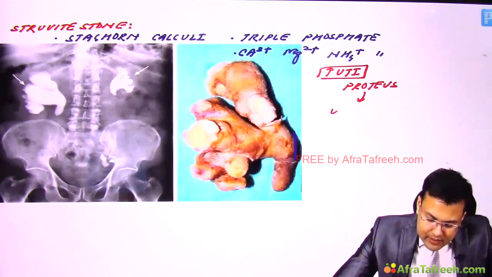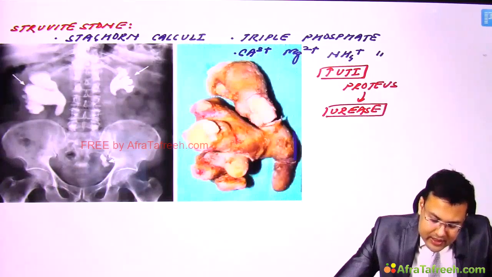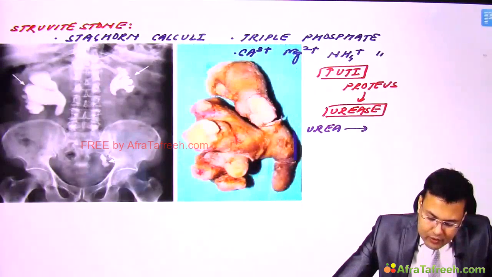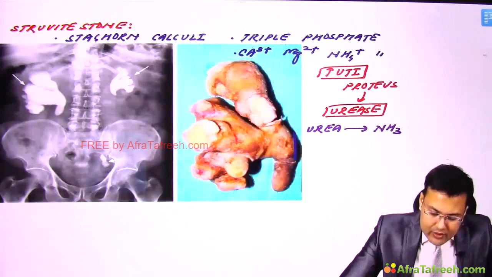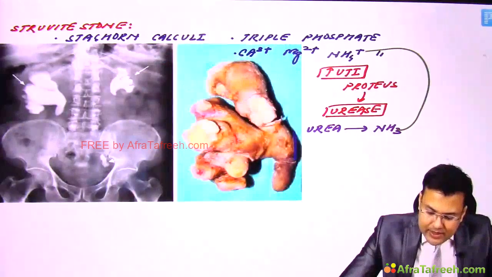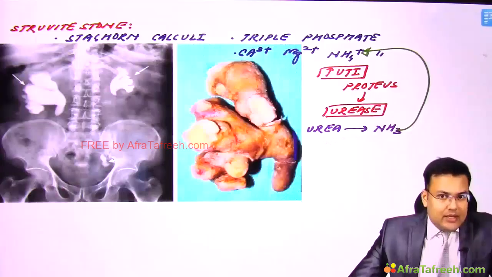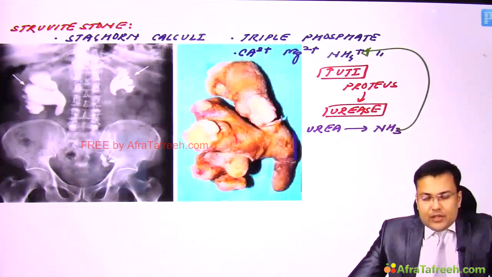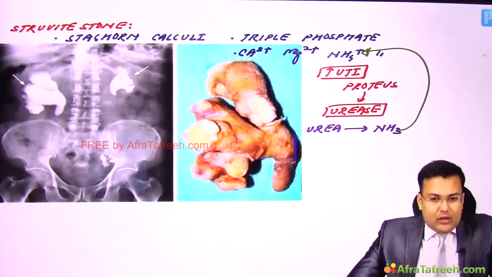So what happens? This Proteus produces urease, and this urease converts what? Urea into ammonia. Clear? And here you can see this ammonia is precipitated with calcium, magnesium and phosphate. So there is formation of what? Struvite stone or staghorn calculi. Right?